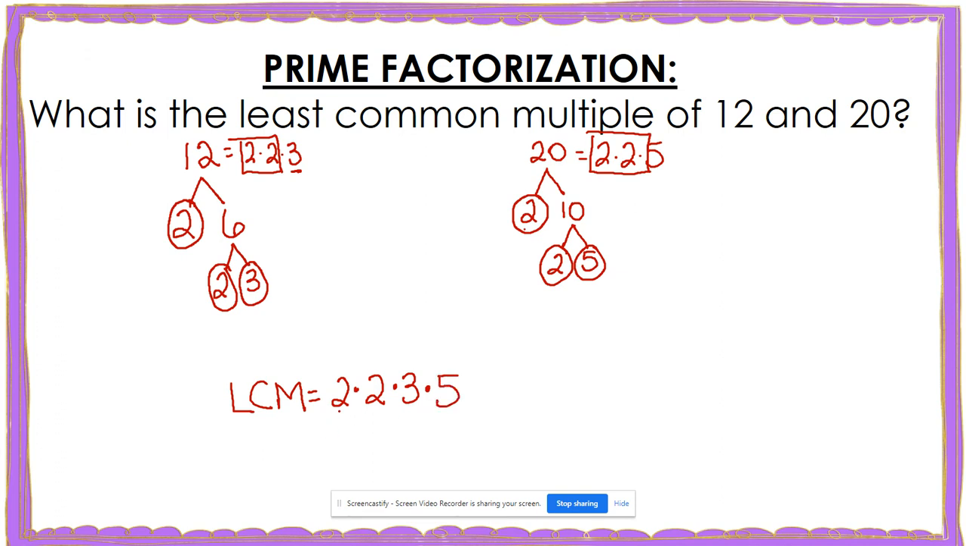And now I'm going to just multiply. 2 times 2 is 4. 4 times 3 is 12, and 12 times 5 is 60. So the LCM, or least common multiple, of 12 and 20 is 60.